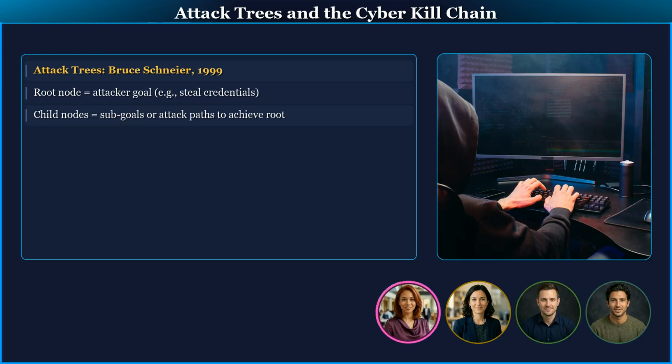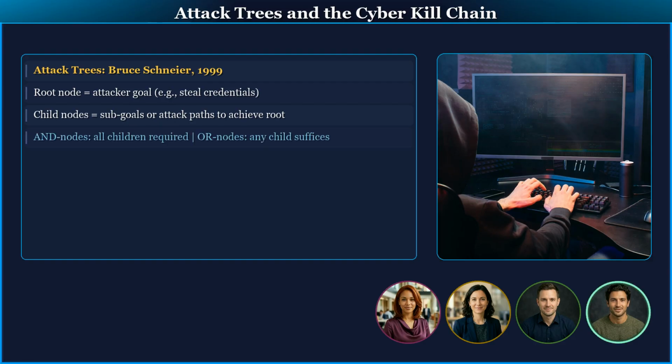The power of attack trees is in cost analysis. Each leaf node can be assigned a probability, a cost to the attacker, and a cost to defend. Add those up and you instantly see which branches are most likely, most damaging, and cheapest to cut off. Defenders should cut the cheap branches first.